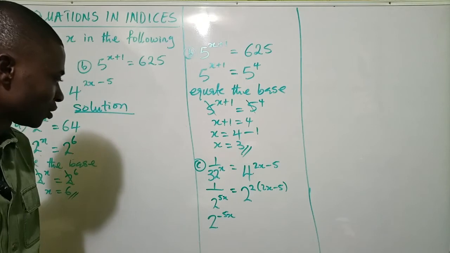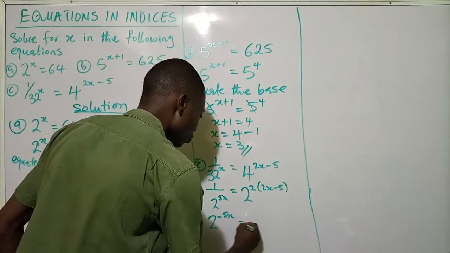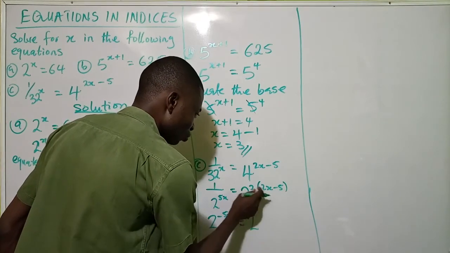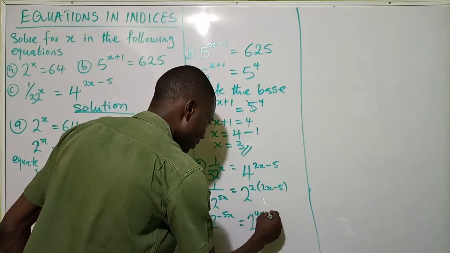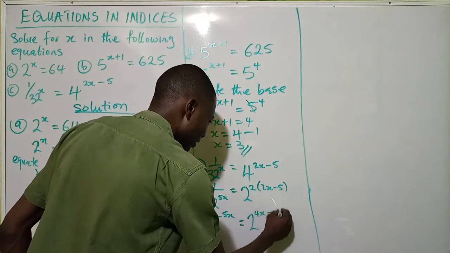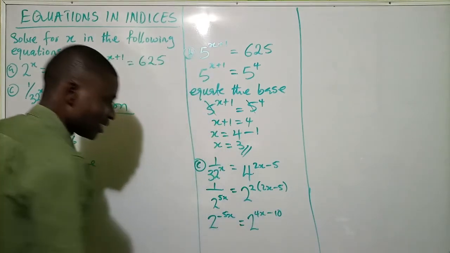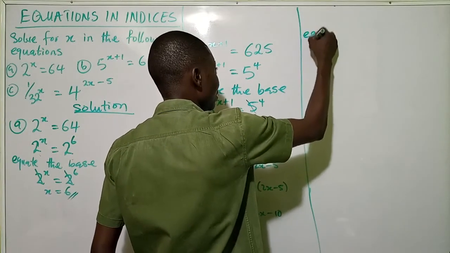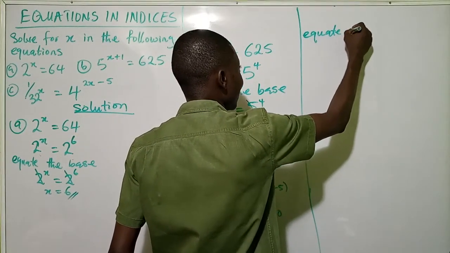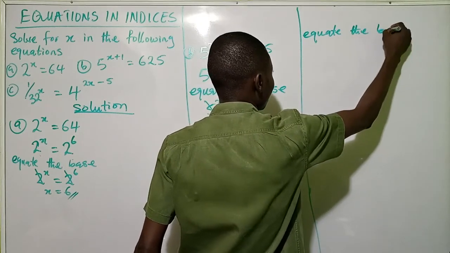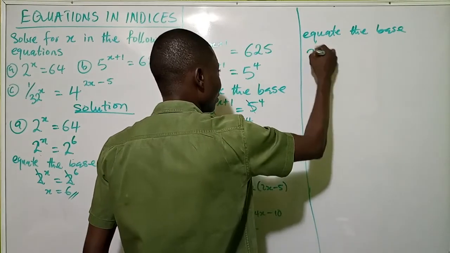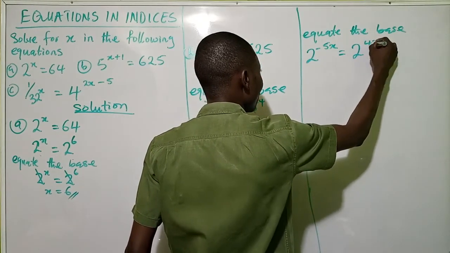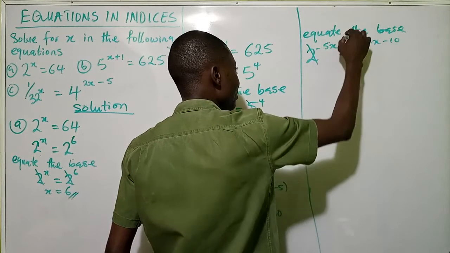So it means that this is the same thing as this. Now this also equals 2 raised to the power of, now I'm going to open this bracket. 2 times 2x is 4x, minus 2 times 5 is 10. If you look at the base, they are the same. So what will I do? I can equate the base. So 2 raised to the power minus 5x equals 2 raised to the power of 4x minus 10.